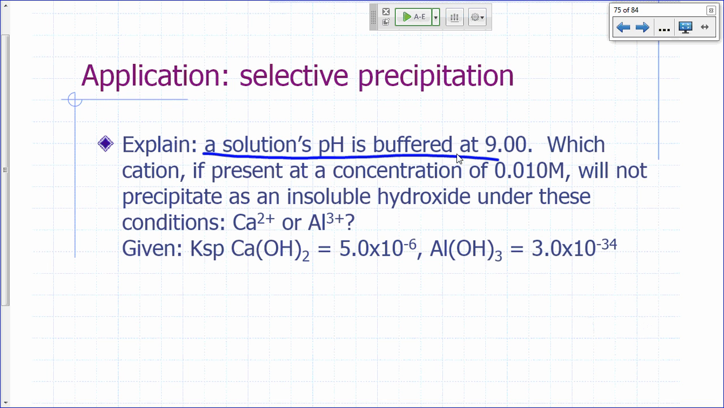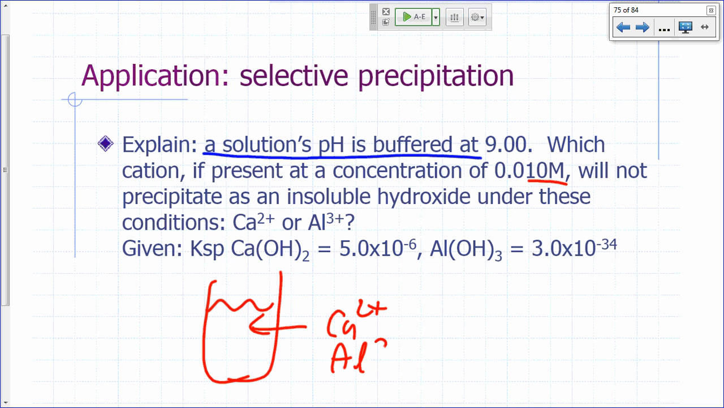Which cation, if present at a concentration of 0.01, will not precipitate? So let's say you have a mixture that has calcium ions and aluminum ions, and the concentration of either one is 0.01 molar. Let's say you want to separate the two. Can't you separate them by precipitating one but not the other? You can try precipitating one of these two but not the other. You can calculate if that would happen at a pH of 9. So how do we do that?